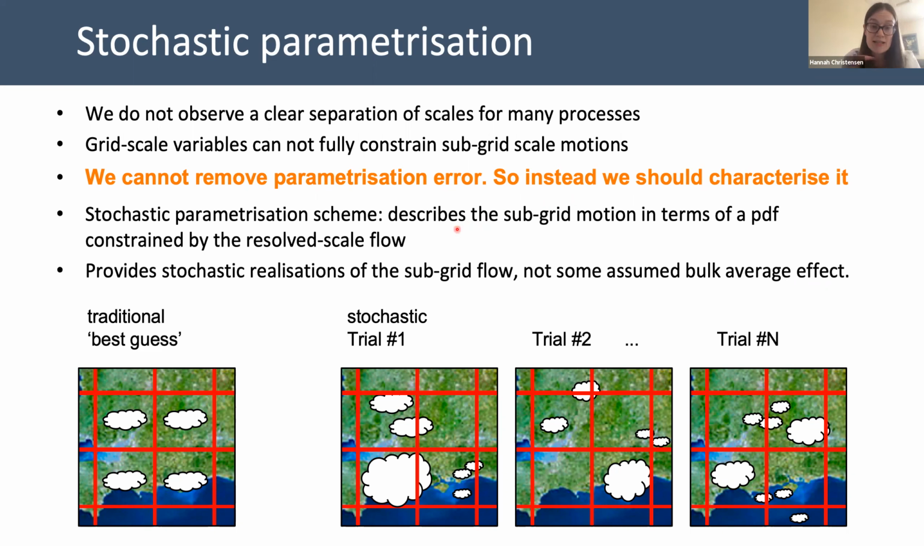It describes this subgrid scale motion in terms of some PDF that's constrained by, or conditioned on, the resolved scale flow. And so we're moving away from this assumption that we should always make the best guess forecast of the subgrid scale cloud, for example, in this figure. And we're moving towards a situation where we represent one possible evolution of the small scales using a stochastic approach.